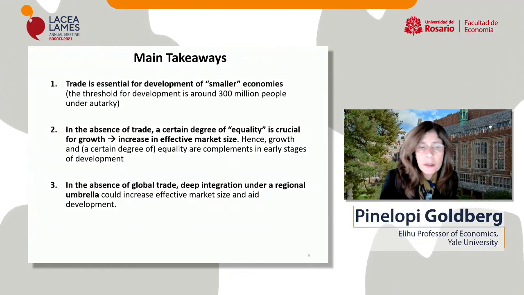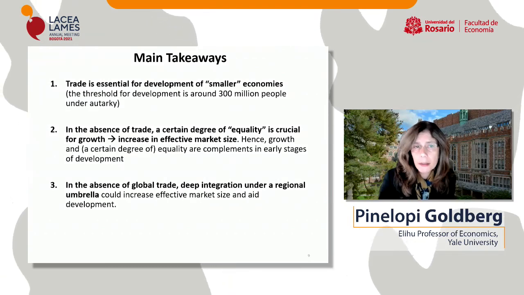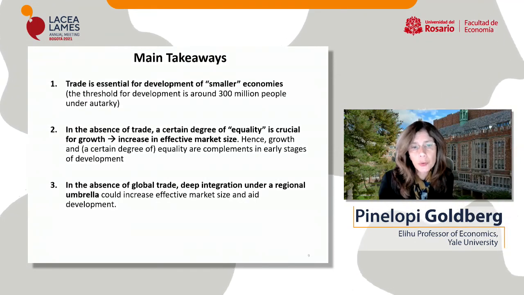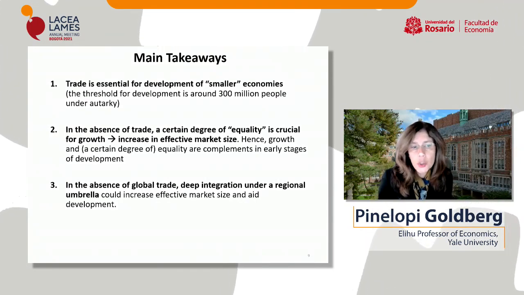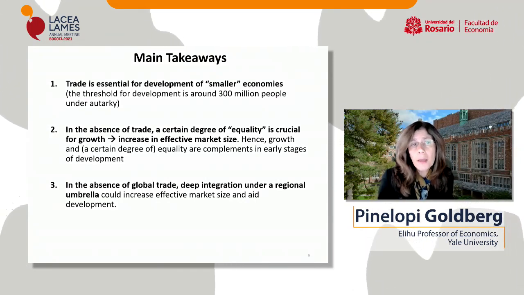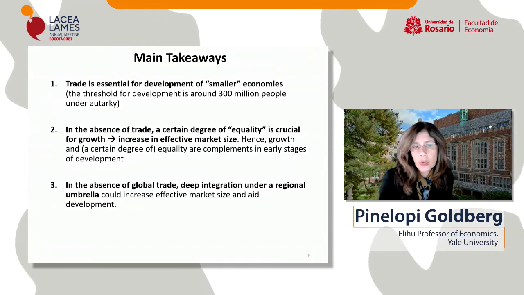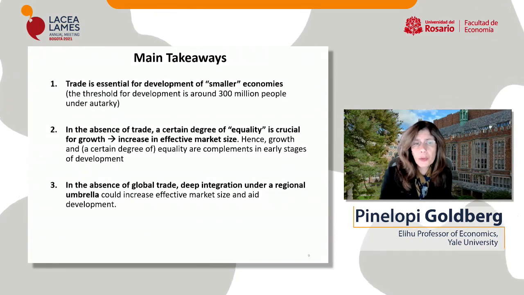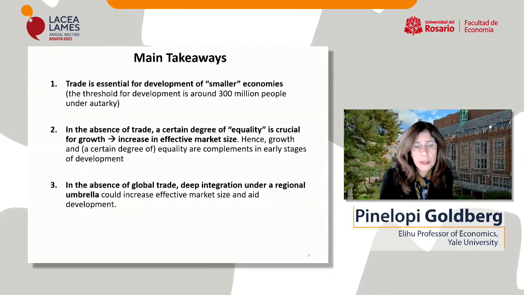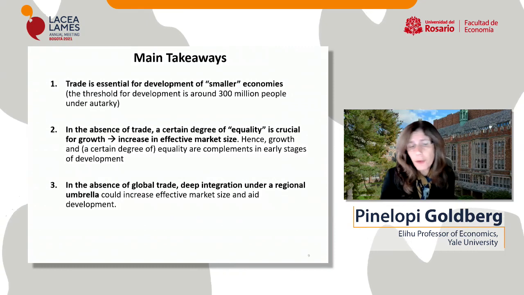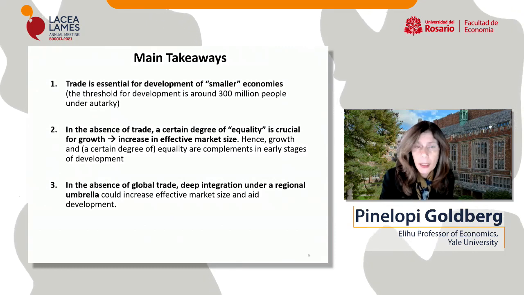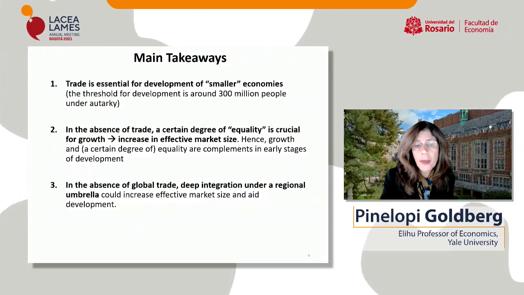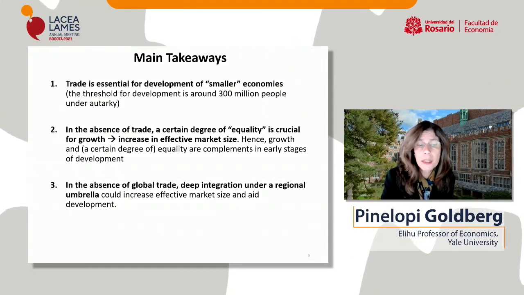The second message is that in the absence of trade, or in the presence of less trade than we are used to, a certain degree of equality is crucial for growth. Why? Because equality effectively increases market size. So therefore growth and equality are complements in early stages of development. And finally, in the absence of global trade, deep integration under a regional umbrella could increase effective market size and aid development.